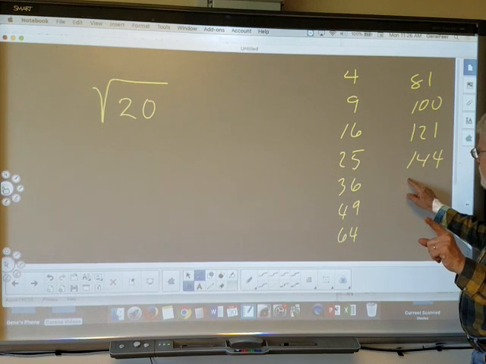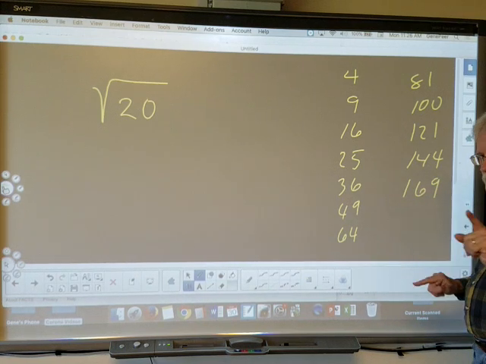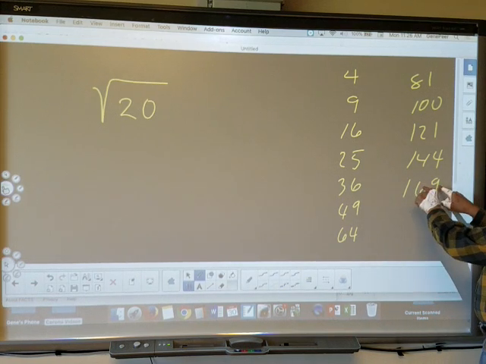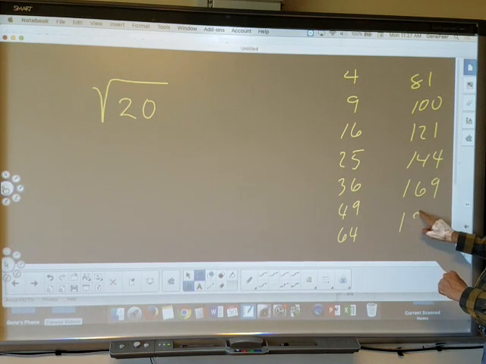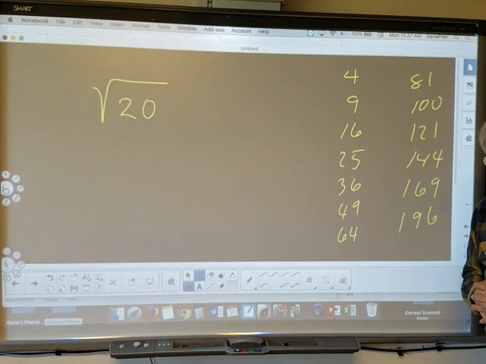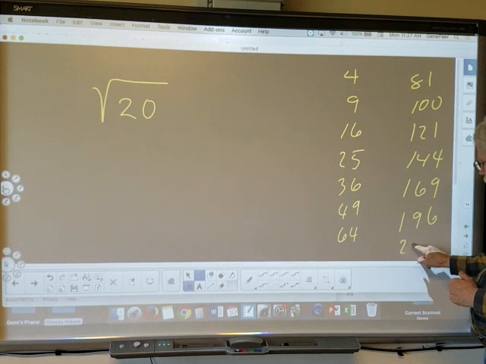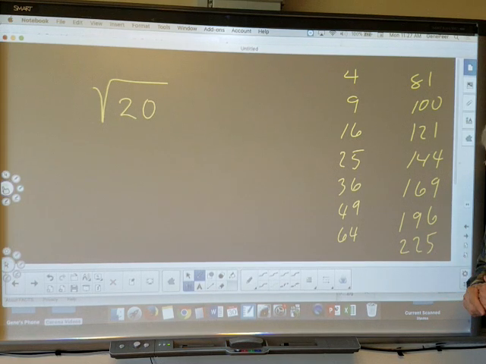13 squared happens to be 169, and 14 squared, take these digits and reverse them, you get 196. That makes it easy to remember. So that's 12 squared, 13 squared, 14 squared, 15 squared is 225. And we're going to stop right there. We don't need to go any farther than that.